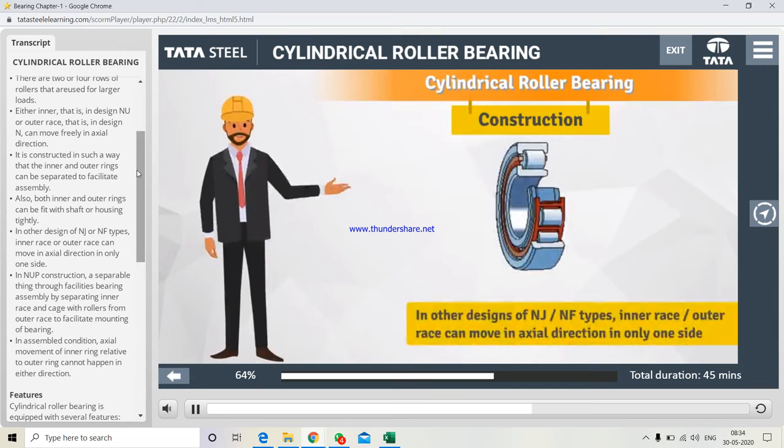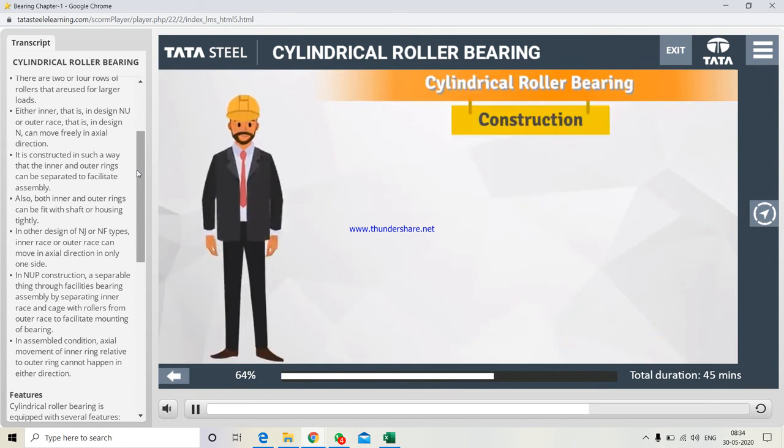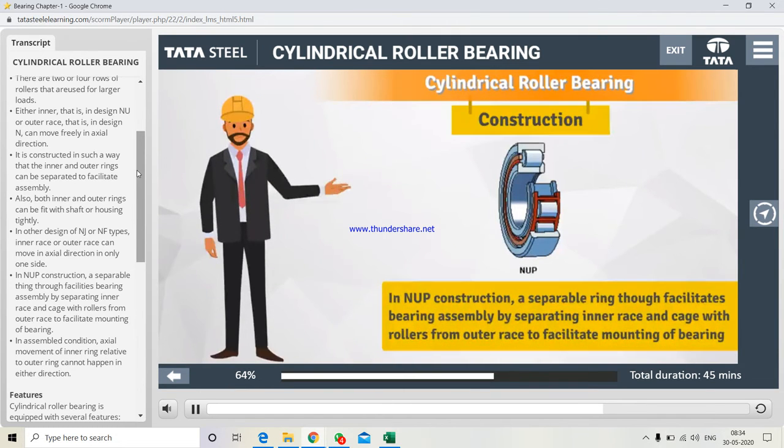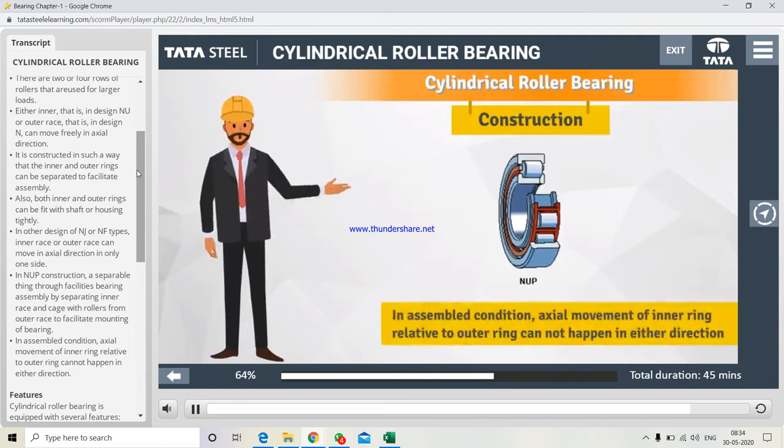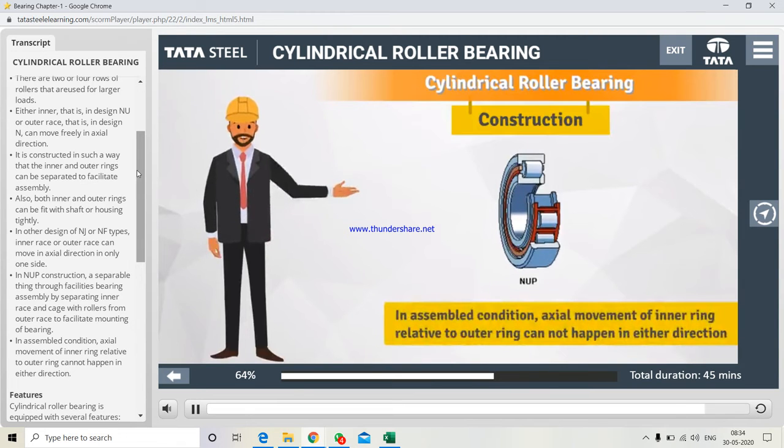In other designs of NJ or NF types, inner race or outer race can move in axial direction in only one side. In NUP construction, a separable thrust collar facilitates bearing assembly by separating inner race and cage with rollers from outer race to facilitate mounting of bearing. In assembled condition, axial movement of inner ring relative to outer ring cannot happen in either direction.